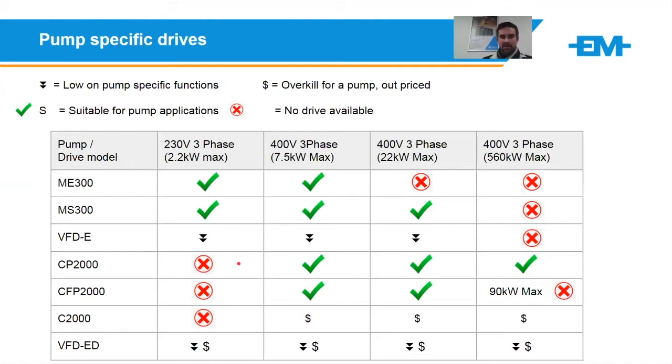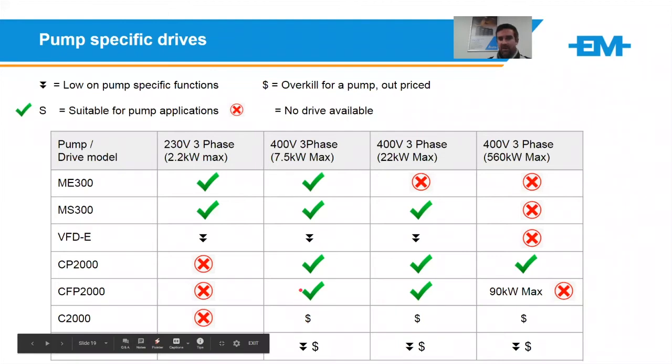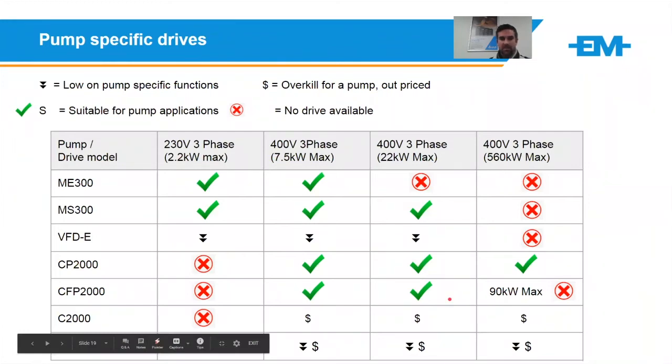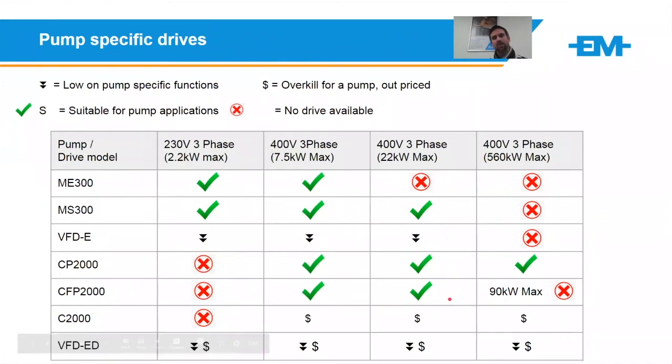Back to the CP2000s. Great for anything using 400 volt drives, all the way up to 560 kilowatt. So from 1.5 kilowatt, we can supply up to 560 kilowatt as a pump purpose drive. The CFP, like the name suggests, is very close to the CP, except this drive has an IP55 protection rating and only goes up to 90 kilowatts as a maximum. So also very good for the pumping industry, especially if you want to wall mount the drive and you don't want to use an enclosure. CFP is absolutely perfect.